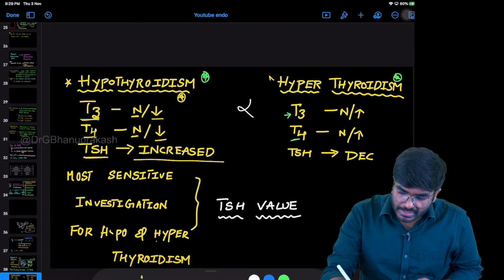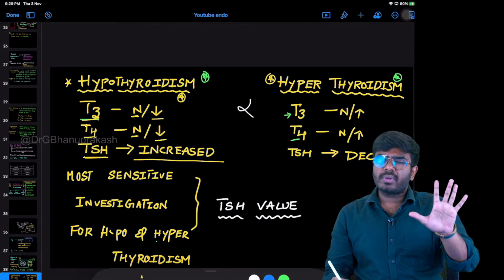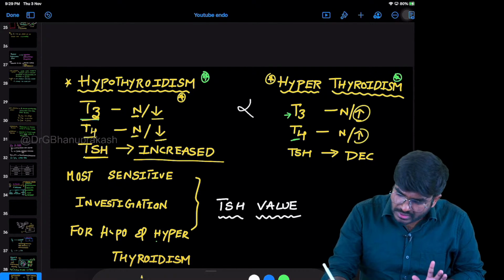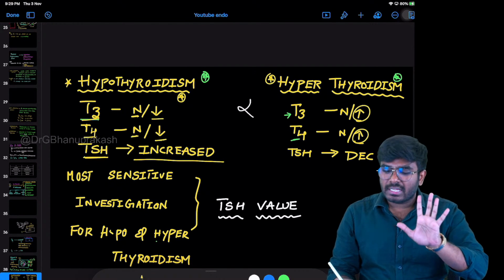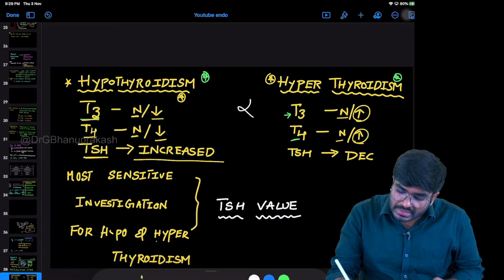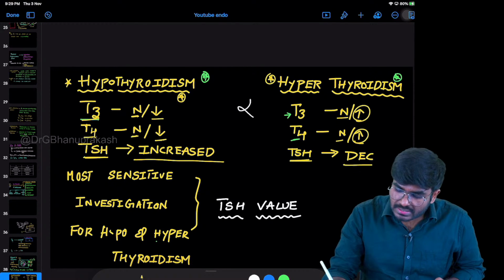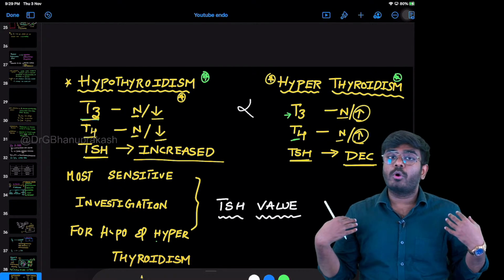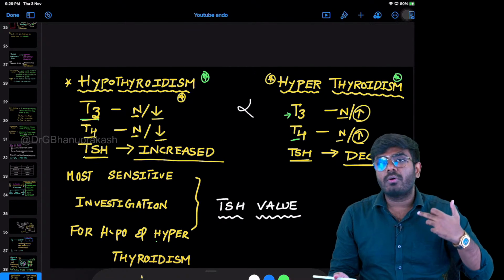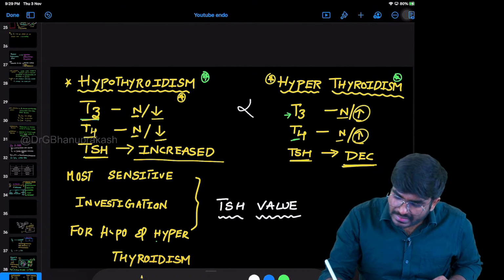And look at hyperthyroidism. What students usually think is that in hyperthyroidism T3 is elevated, T4 is elevated. Yes, true, no doubt. But in the subclinical phases, T3 is normal, T4 is normal. But when you look at TSH, it is decreased. Already you have enough T3, T4, so TSH is not getting released. So TSH levels are decreased.